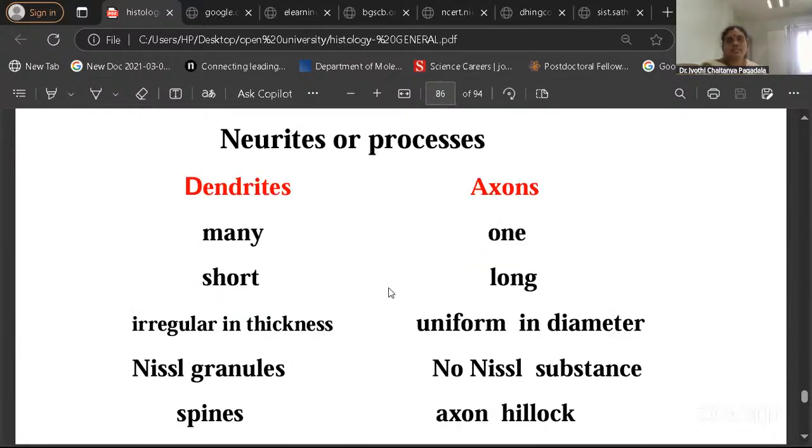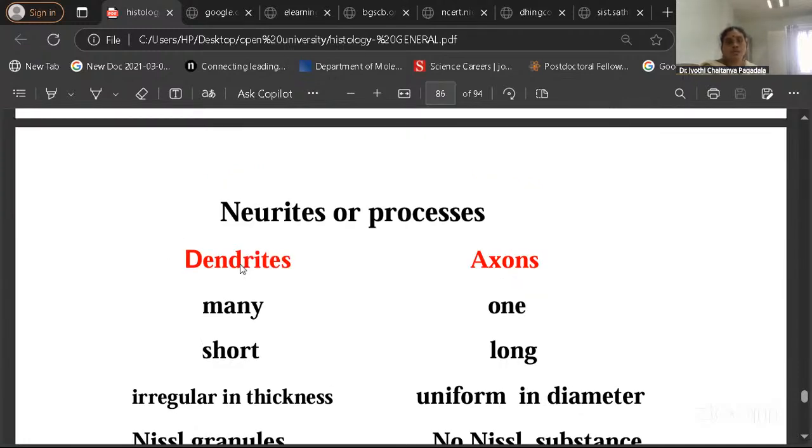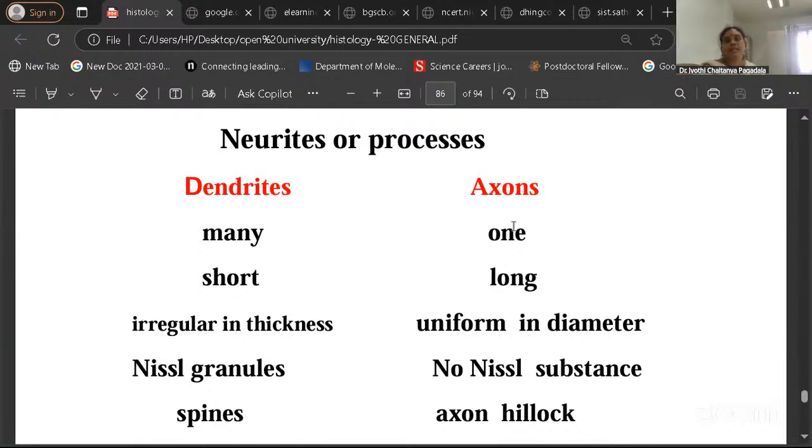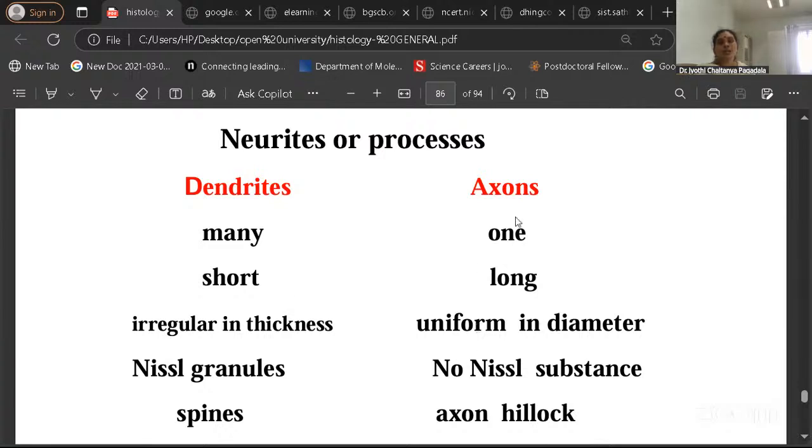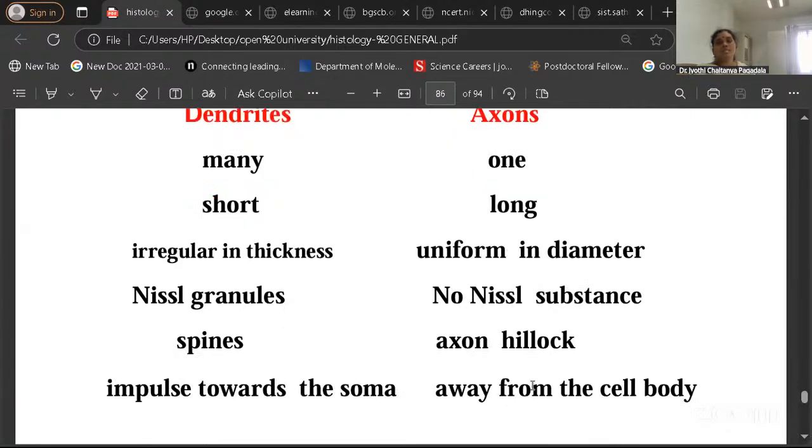Neurites are the processes where we can see the dendrites. Here we can see the axons. Dendrites are many, and the axon is only one. Dendrites are short in structure and the axon is very long. Dendrites are irregular in shape and thickness, while the axon is uniform in diameter and structure.